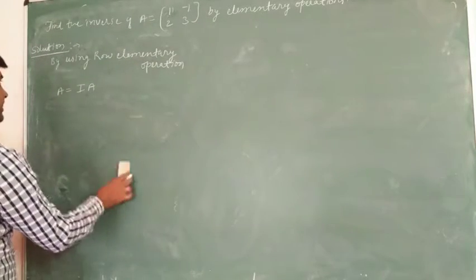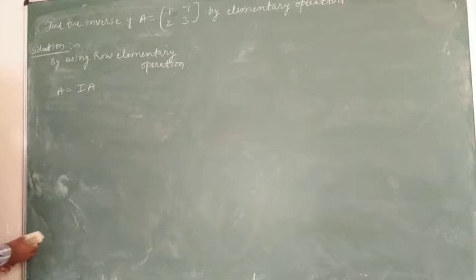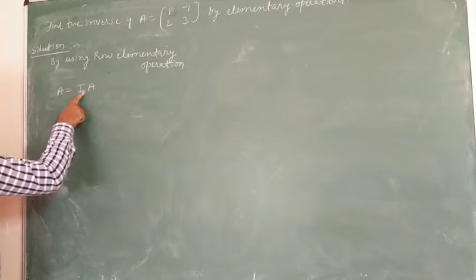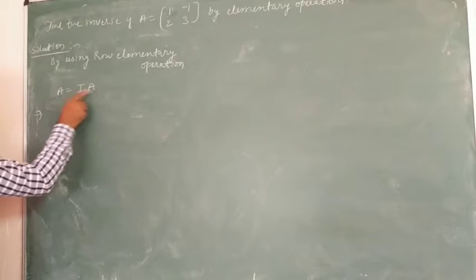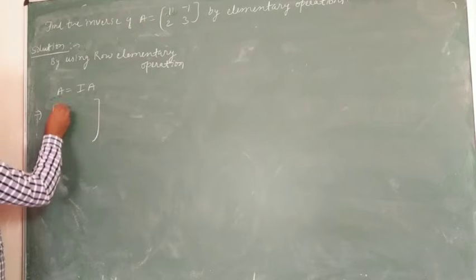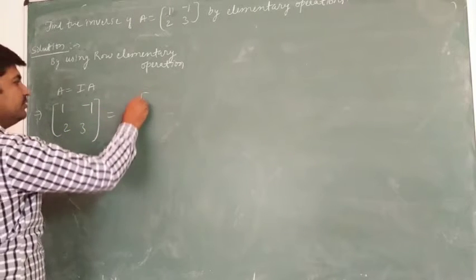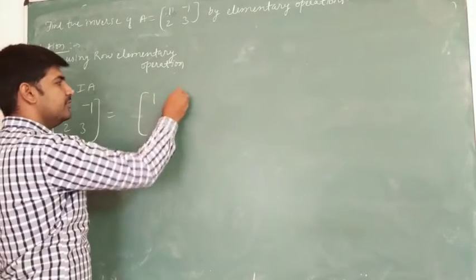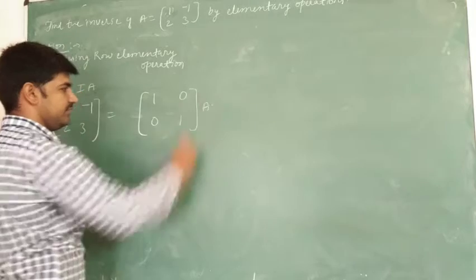Dear students, as I have told, if I am to use a series of row elementary operations or transformation, then I am to write A as A is equal to IA. So if I am to write A as A is equal to IA, then A's value here is a matrix whose elements are 1, -1, 2, 3, and is equal to the identity matrix of that particular order, 1, 0, 0, 1, and times A is what I have written here.